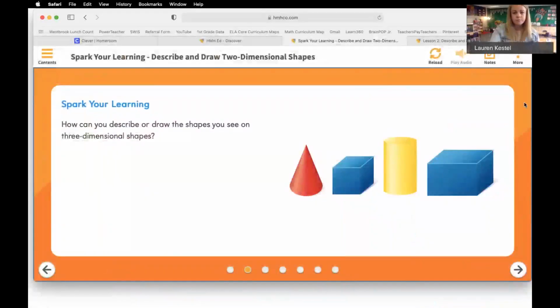All right, let's go ahead and take a look at Sparky Learning on the first page of Lesson 2 in Module 15. It says, how can you describe or draw the shapes you see on three-dimensional shapes? So here we have our three-dimensional shapes that we talked about in our last module: a cone, a cube, a cylinder, and a rectangular prism.